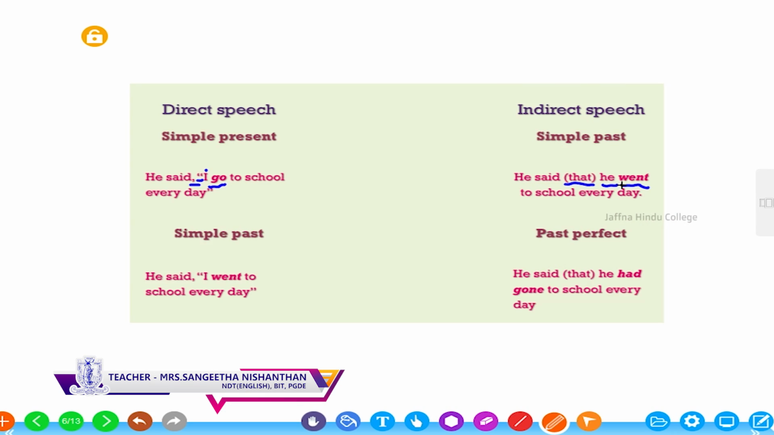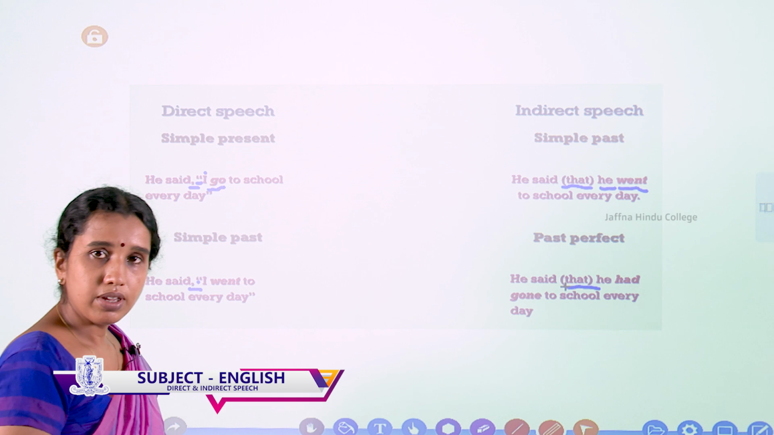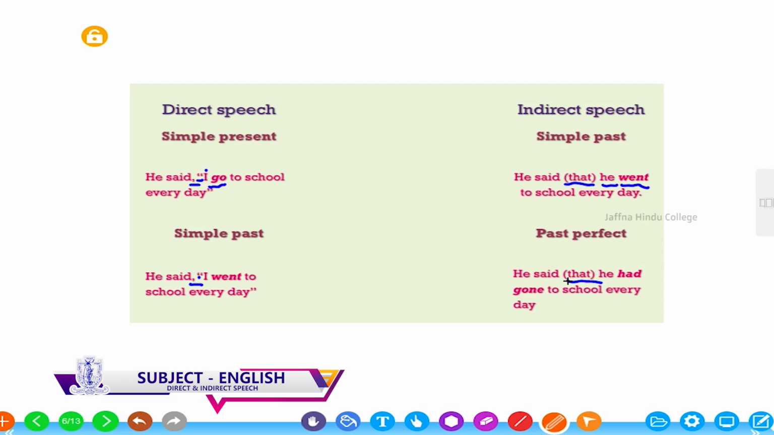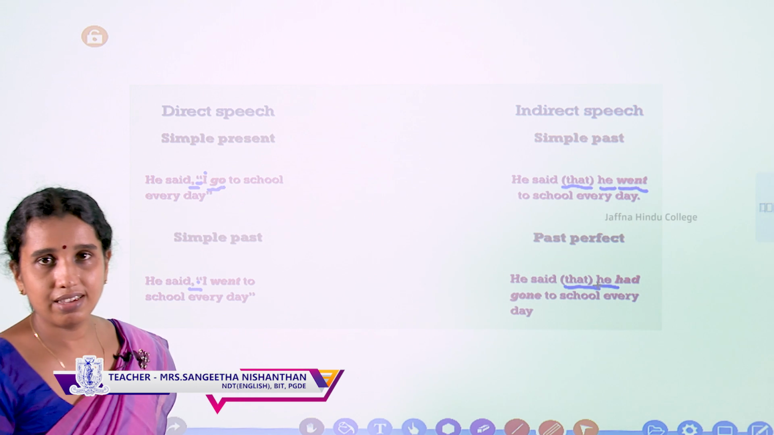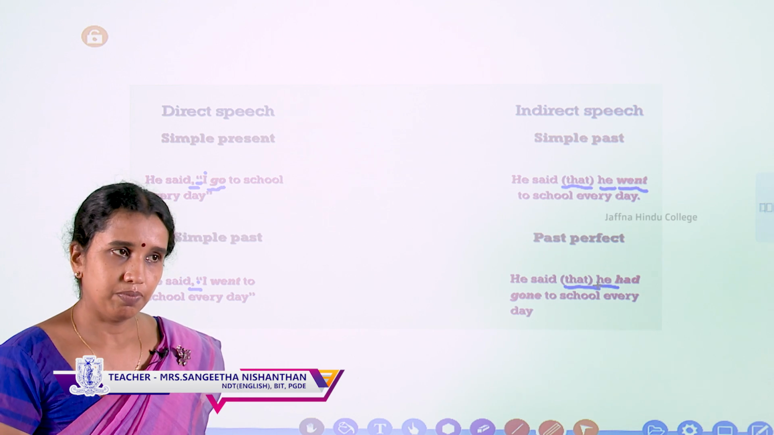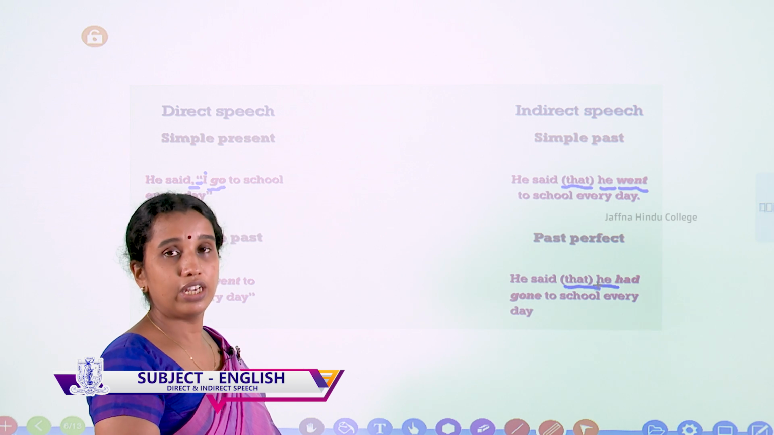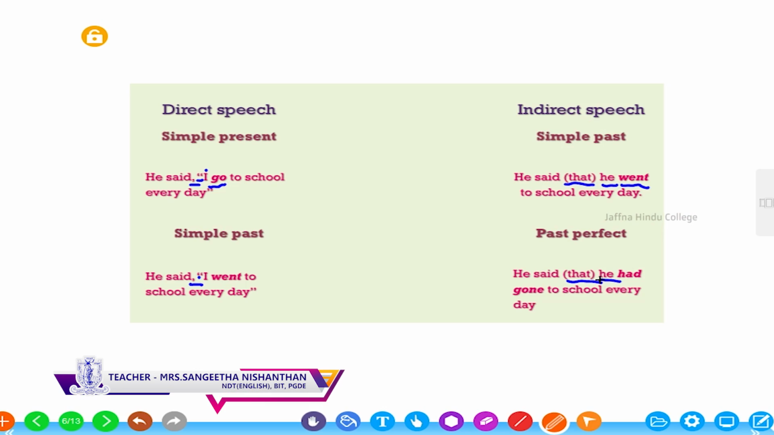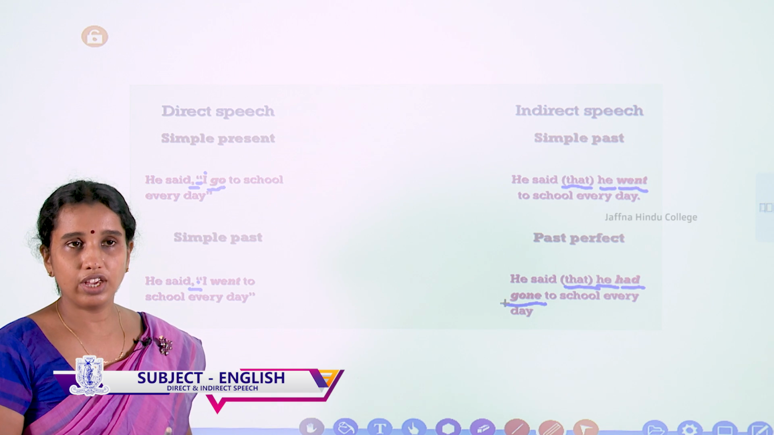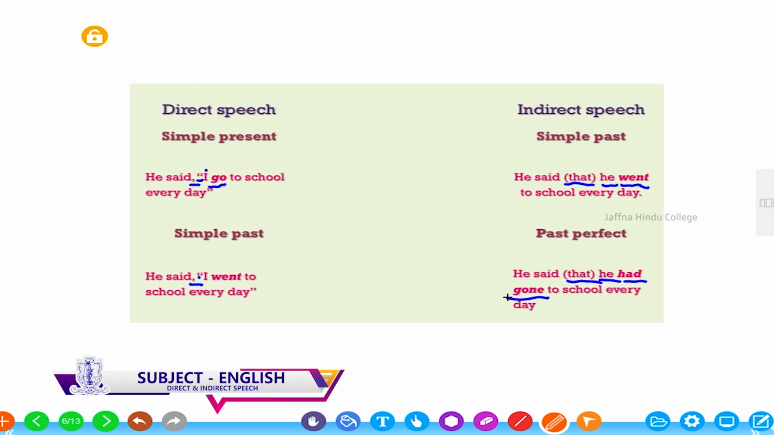Right. He said that, the comma and the inverted comma are removed and that is put there. This I denotes him, so the speaker is he, so the subject pronoun is he. The past of the past is past perfect tense, had plus past participle. So went is changed into past perfect, had plus past participle, had gone to school every day. So the simple past tense is changed into past perfect.